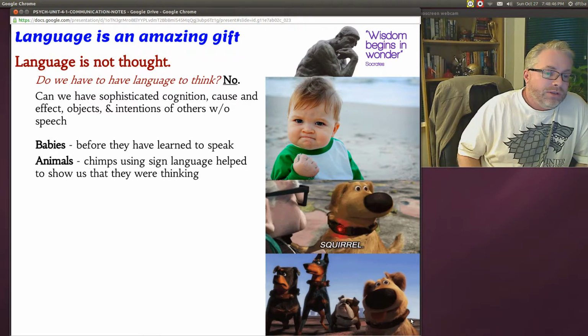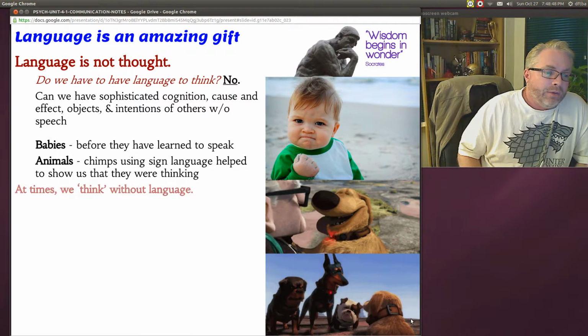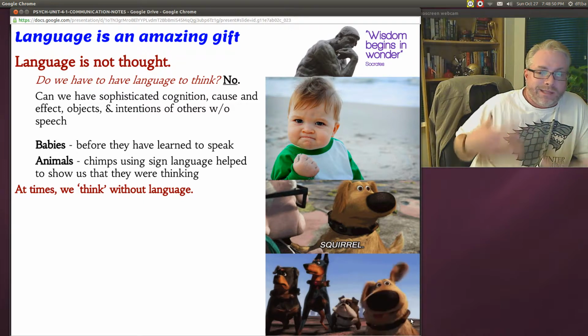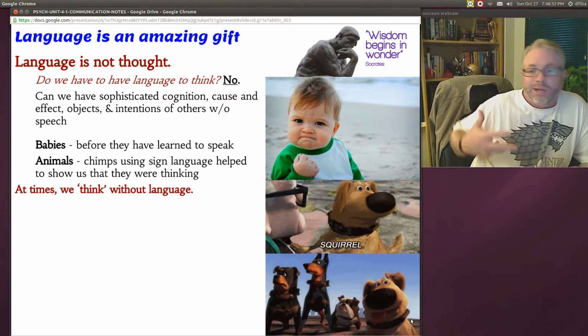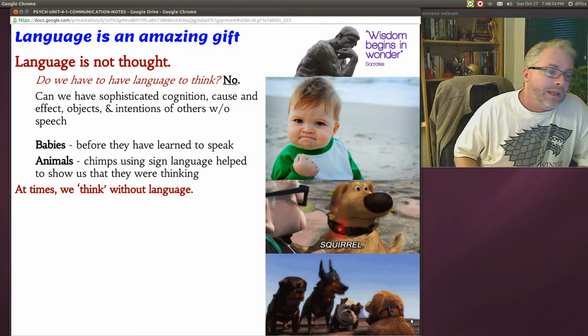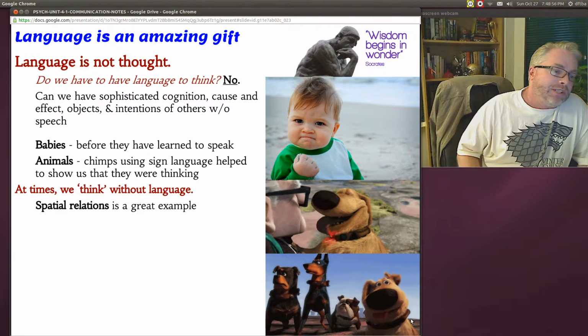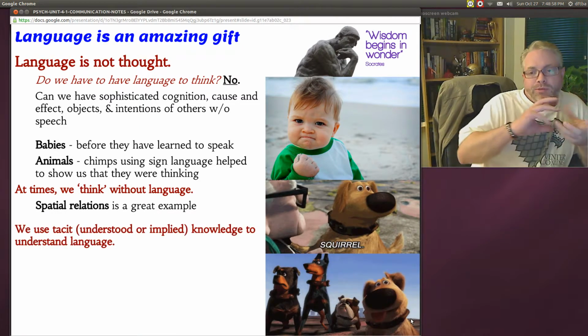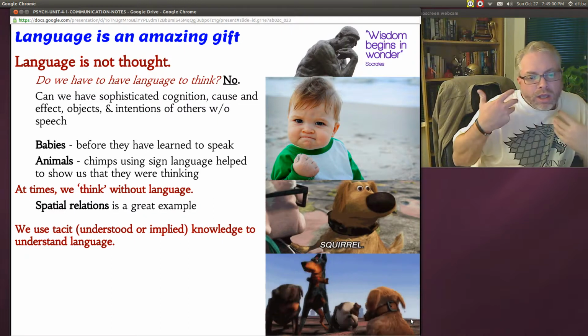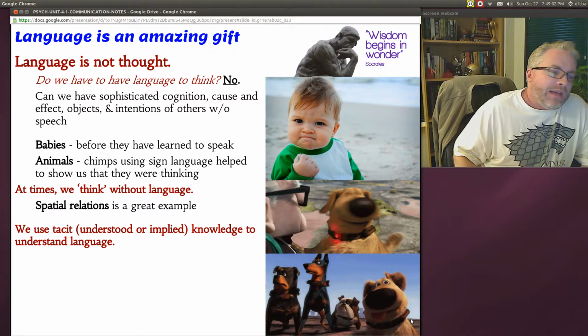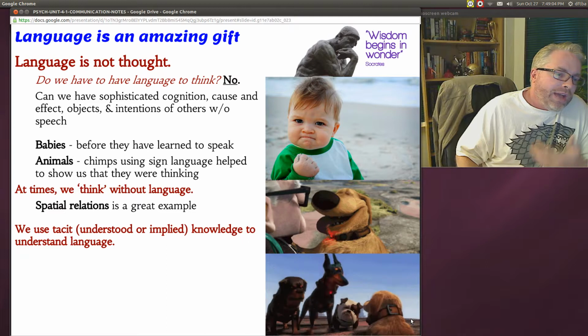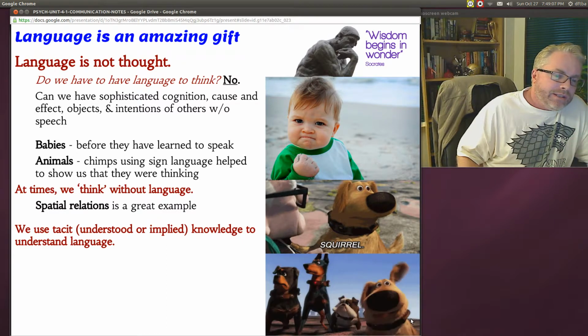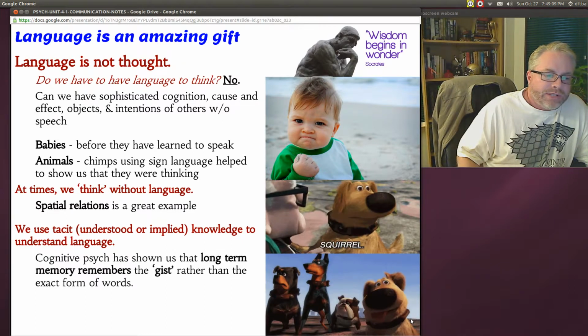Animals like chimps using sign language help to show that they were thinking, and we could get to the bottom of that once they started to use language, but they were thinking before they had language. At times we think without language, like spatial relations are a good example. Maybe if you're solving the Rubik's Cube, are you using language to do that? I wouldn't think so.